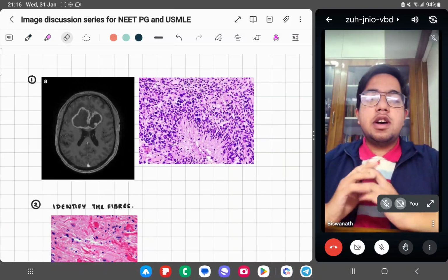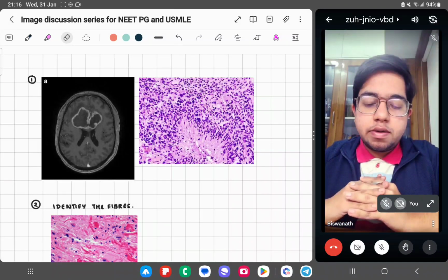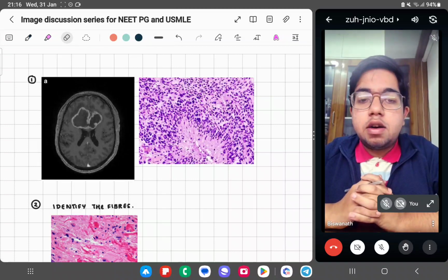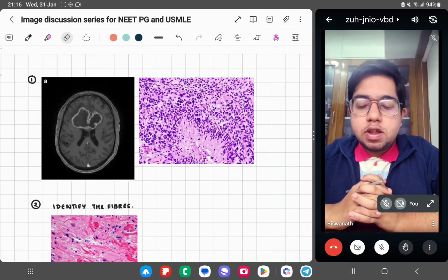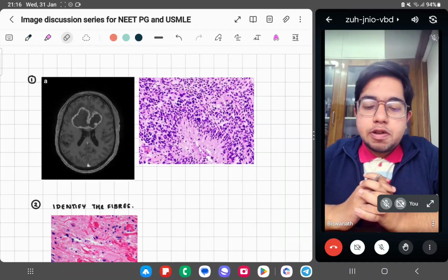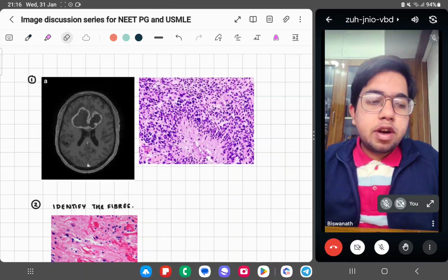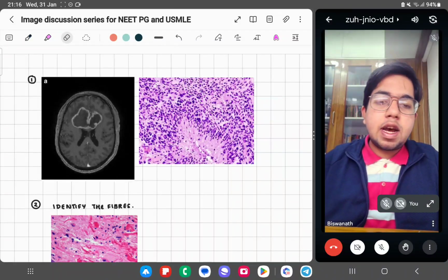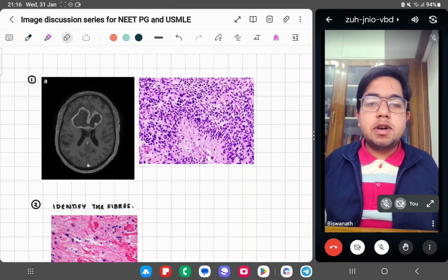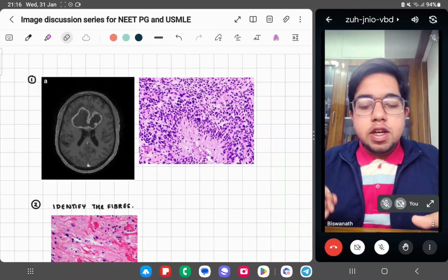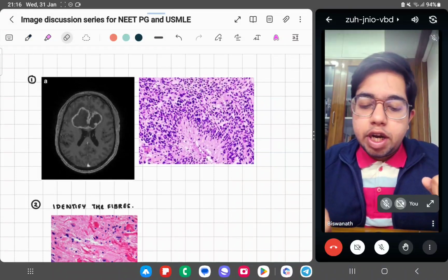After so long, I'm taking this session on some of the images of Robbins and other books, which are important for NEET PG as well as USMLE. Let me know if you are comfortable with this interface, and I believe you learn well when the teacher is in front of you. So, image discussion series for NEET PG and USMLE.